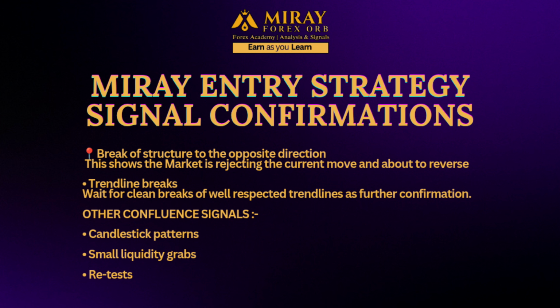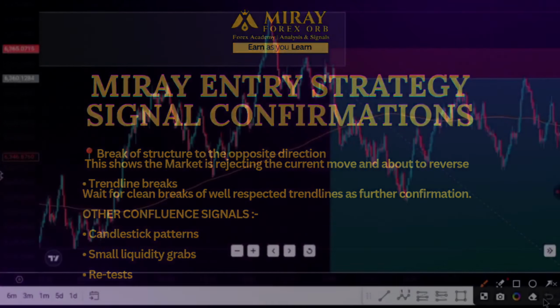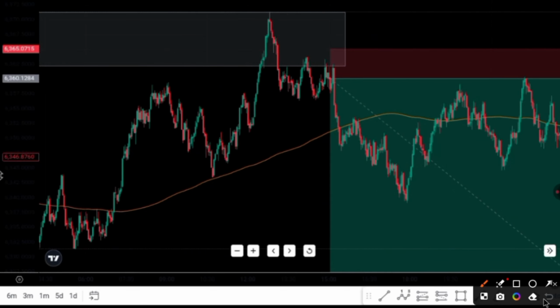So I also use the trend line breaks. I wait for a clean break of well expected trend lines as further confirmation. I use other confluence signals also, like candlestick patterns, small liquidity grabs, and retest. So this method helps you avoid fake moves and gives you confidence in your trading.